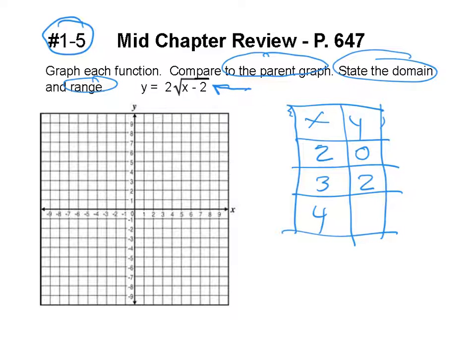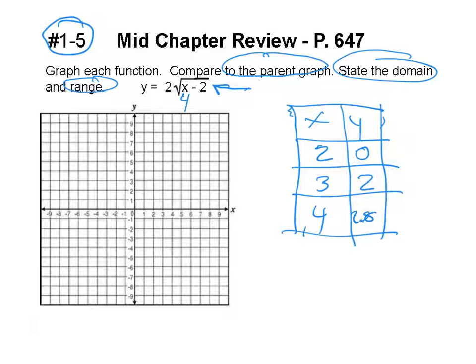If I put a 4 in there, 4 minus 2 is 2. All right, so we put a 4 in for the x. 4 minus 2 is 2. Square root of 2 is about 1.41. So if we take 1.41 times 2, we'd end up with like 2.82. We'll round it to 2.8.